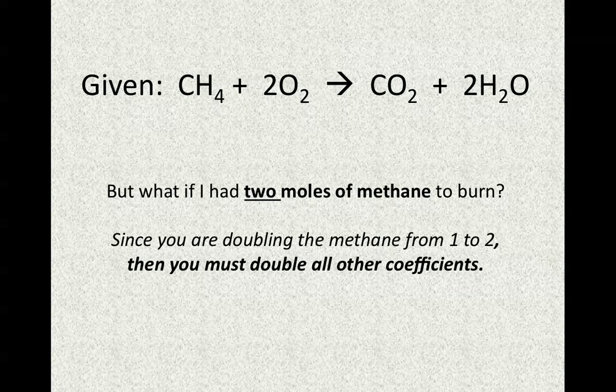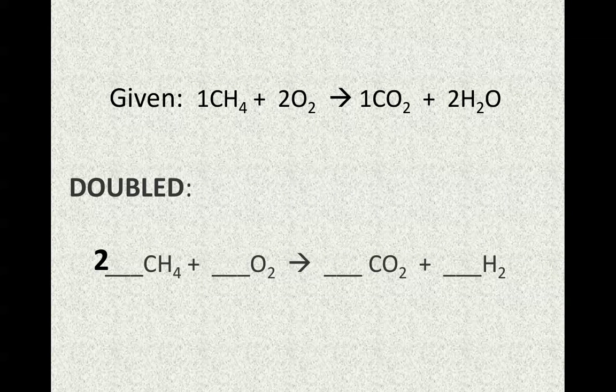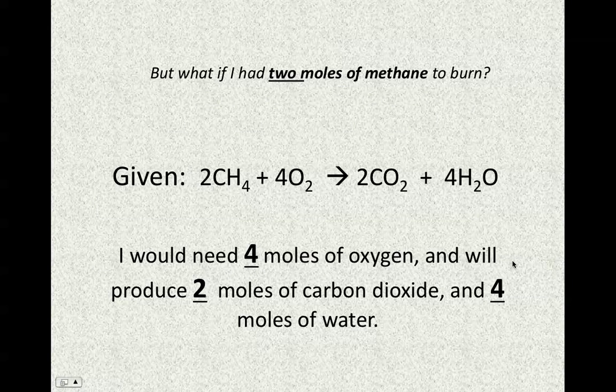But what if I actually had 2 moles of methane to burn? If we're doubling the methane from 1 to 2, then I'm going to have to double all the other coefficients. So in this case, if I double 1 methane to 2 methane, I'm going to have to double everything else, meaning I'm going to need 4 oxygen, this will produce 2 moles of the carbon dioxide and 2 moles of H2O. Oh, I'm sorry, not hydrogen gas, but H2O. So if I had these 2 moles of methane to burn, again, everything gets doubled based on the original coefficients.